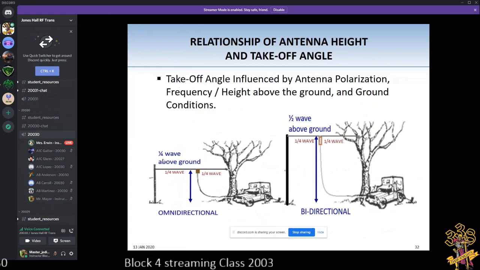Is that more or less than a half wave? That's less than a half wave. It's less than a half wave, so it's omnidirectional. Well, if it was a full wave above the ground, what would it be? It would be bidirectional, because a half wave or more above the ground, it will be bidirectional. Less than a half a wave above the ground, it'll be omnidirectional.